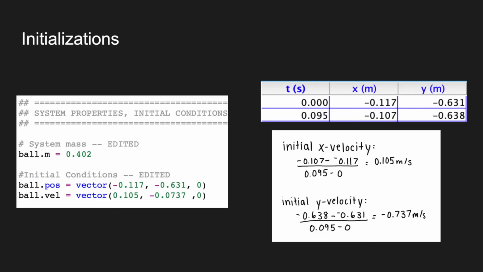The goal of this program is to compare the experimental spring motion with the predicted motion, as well as display the system's energies over time. The first bit of code we manipulate from the starter code is some initialization. We know the given mass of the item attached to the spring is 0.402 kilograms, and the first recorded position of the ball is given as well. The initial velocity for the x and y positions were calculated by subtracting the first position from the second, then dividing by the time between frames, which was 0.095 seconds.